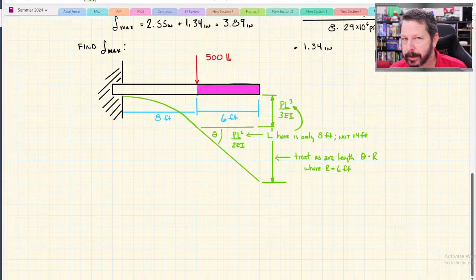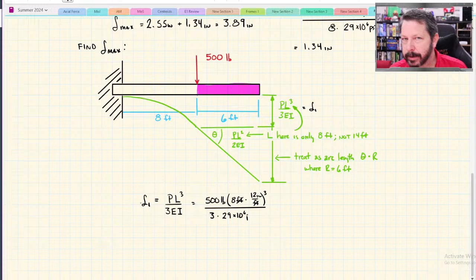Okay, so with all of that, let's calculate what our delta max should be. So the first little section, we can call that delta 1, I guess. Delta 1 equals PL cubed over 3EI, 500 pounds, times 8 feet, but we got to convert 12 inches per foot, cubed over 3. We haven't changed our material, and we haven't changed our beam.